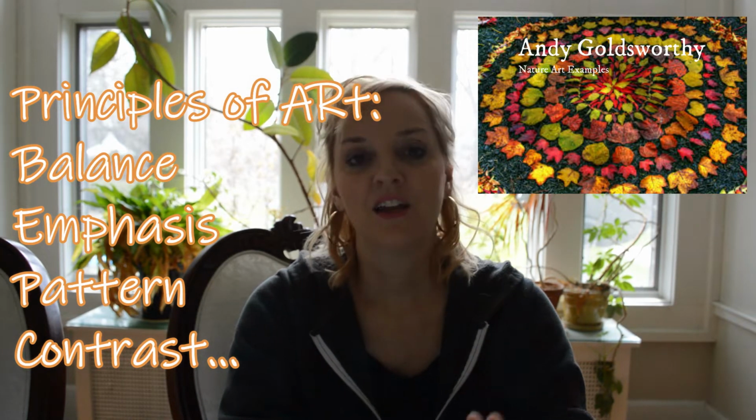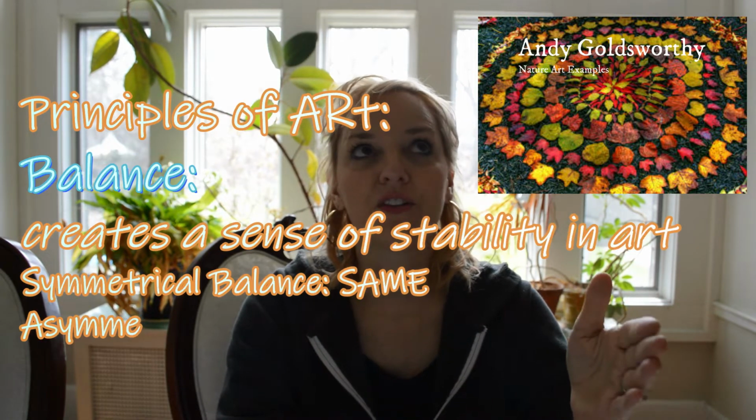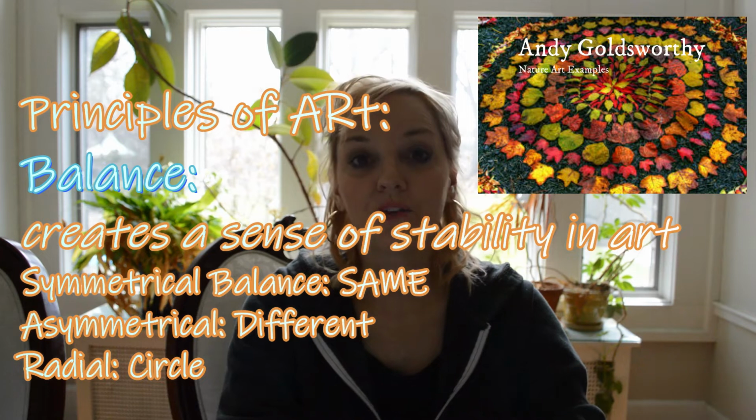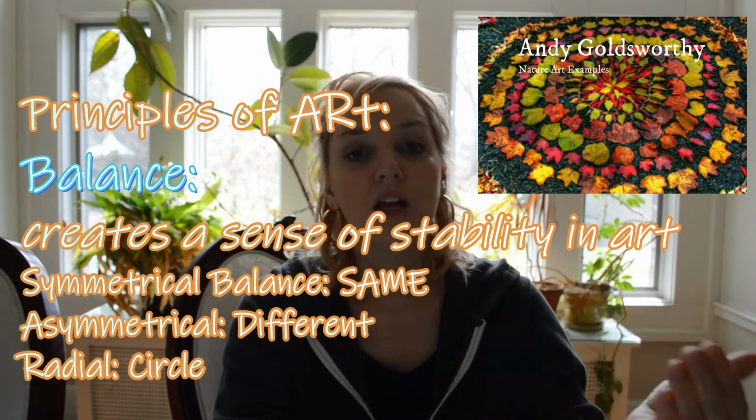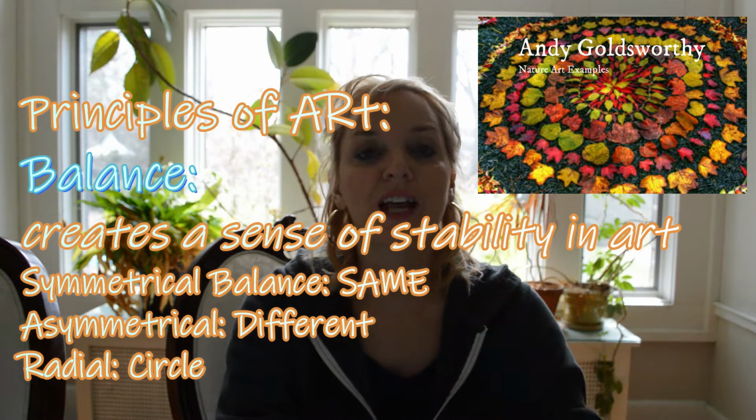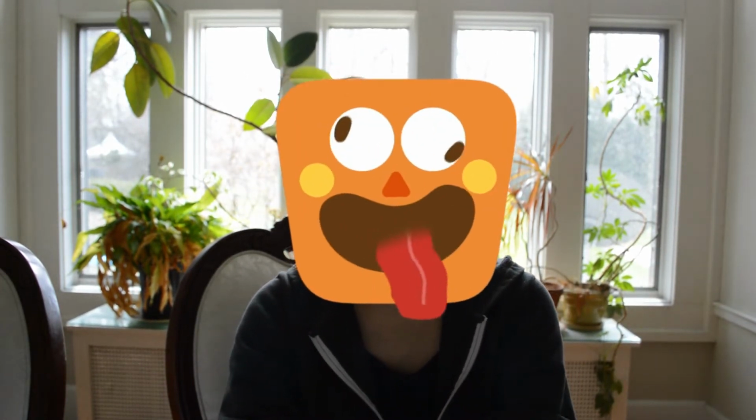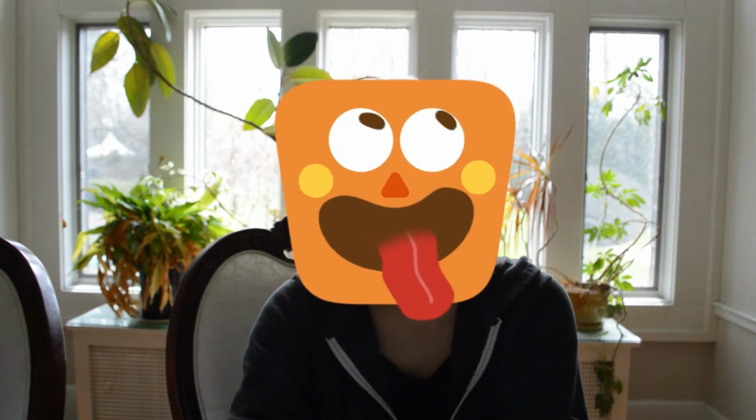So what is balance? Balance is creating a sense of stability in your artwork. It can be symmetrical, where things are the same on the left and the right, like in a butterfly and often found in a flower. It could be asymmetrical, where things are not balanced. So I might have a rock in the upper left-hand corner and not a rock in the lower right-hand corner. That would be asymmetrical. If it's radial, this is one of Andy Goldsworthy's favorite forms of balance. It is when you start in the center and you work your way out, and that is creating radial balance, kind of like your eye is an example of radial balance.